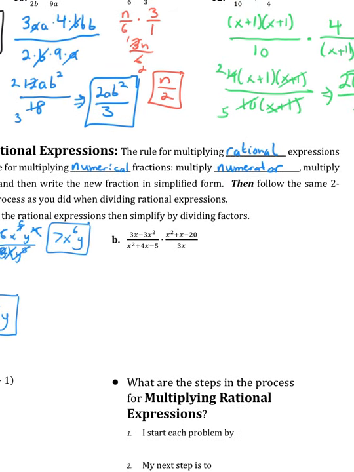All right, example B, 3x minus 3x squared times x squared plus x minus 20. Instead of multiplying all of these parts out, I would recommend that we try and find a factor. So for example, this first part becomes 3x times 1 minus x. And then the other side, the denominator there is x squared plus 4x minus 5. We'll go ahead and break down that denominator.